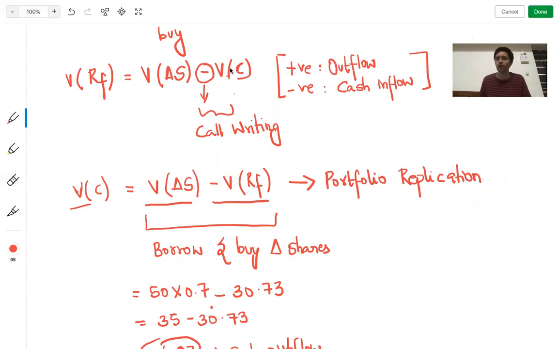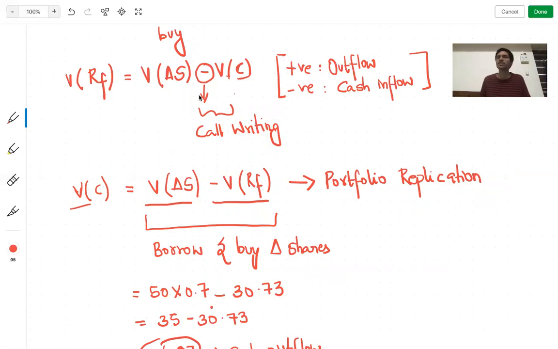Similarly, value of a call option, over here you were assuming that you're writing a call option, and that is why we had a negative signage. Whereas in the portfolio replication approach, we did not assume that we were writing a call option. We were thinking from the point of view of a holder of a call option, right? That is because we moved the value of call from RHS to LHS.